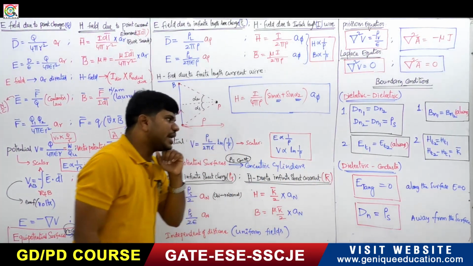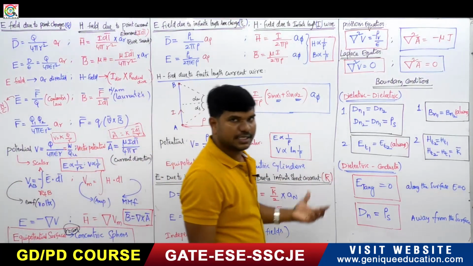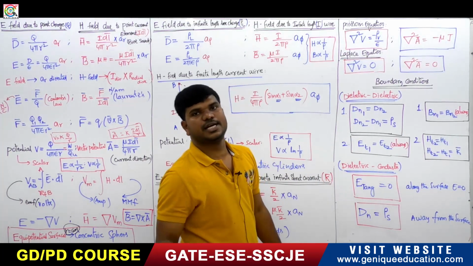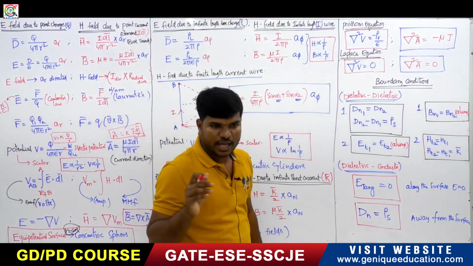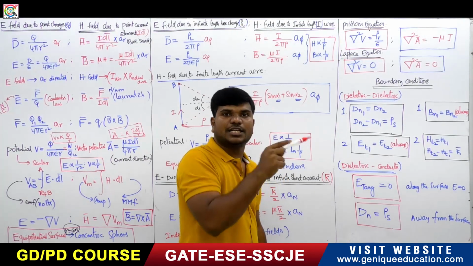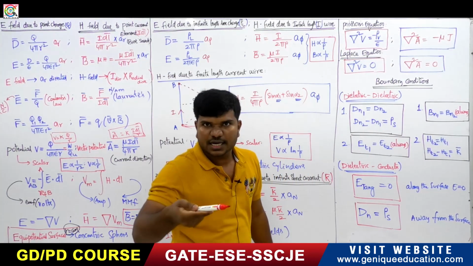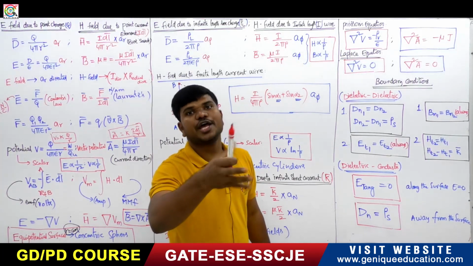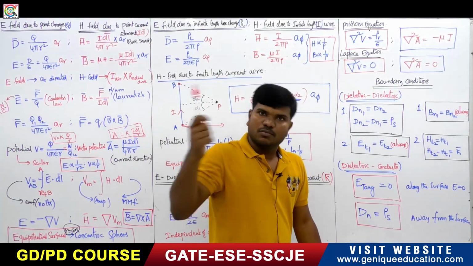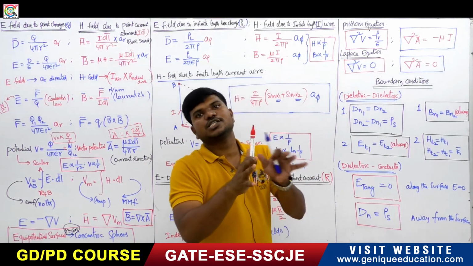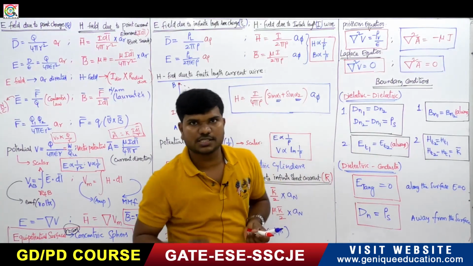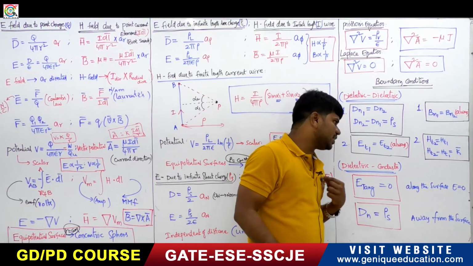Similarly, for the boundary conditions at the dielectric and conductor interface, the tangential component of the electric field intensity is 0. For the conductor, the tangential component of the electric field is 0 because in a conductor there is no accumulation of charge. The charged particles are always moving in the conductor, so there is no chance of forming an electric field. That is why the electric field along the conducting surface is 0, so E tangential is 0.